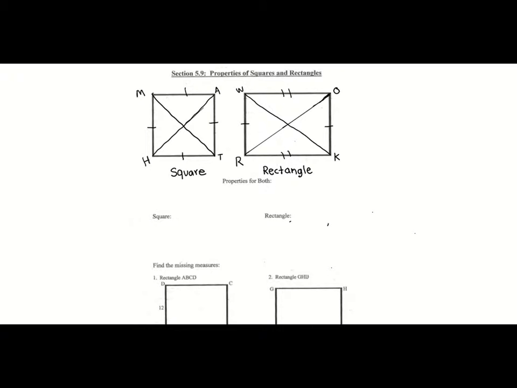So down here, we're going to write the properties of our square. Our first one is that four sides are congruent. For our rectangle, we have two pairs of sides congruent.